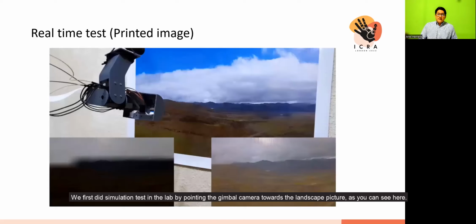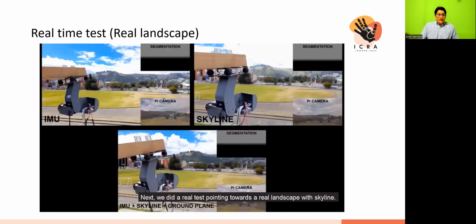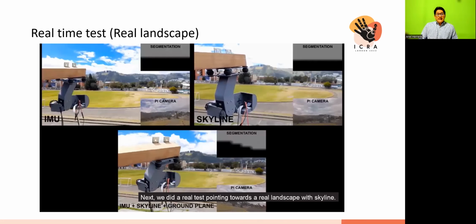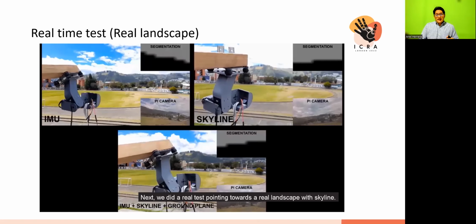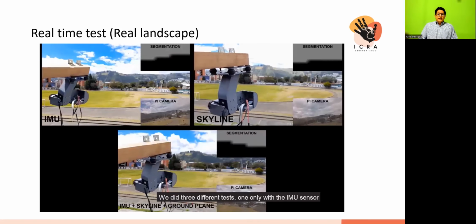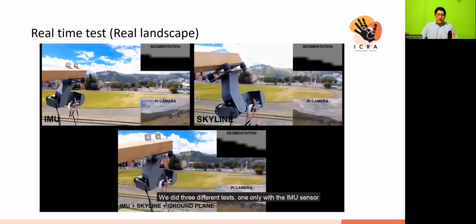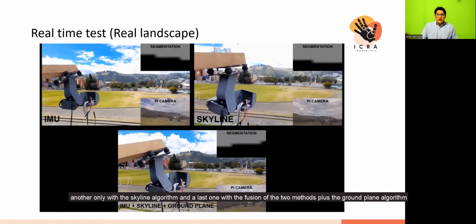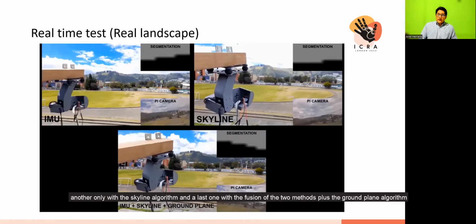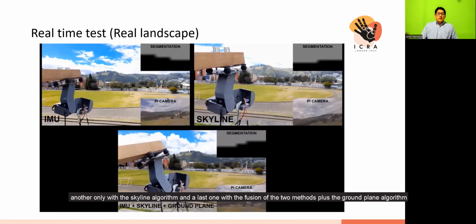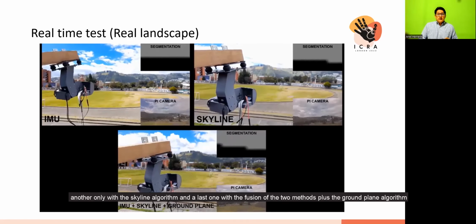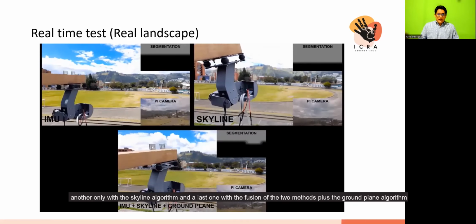We first did simulation tests in the lab by pointing the gimbal camera towards the landscape picture, as you can see here. Next, we did a real test pointing towards a real landscape with a skyline. We did three different tests. One only with the IMU sensor, another only with the skyline algorithm, and the last one with the fusion of the two methods plus the ground plane algorithm.